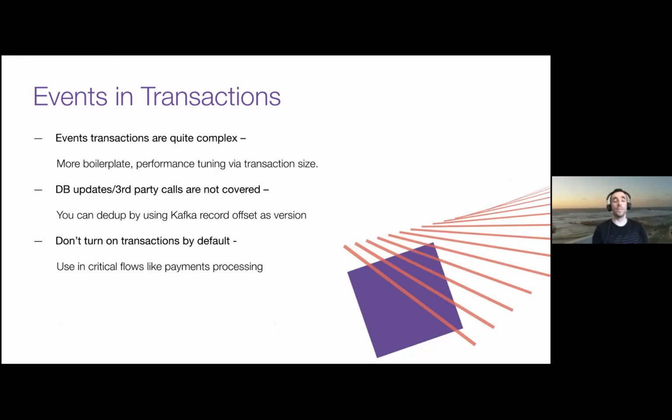And database updates or third-party calls are not covered. They are not part of what Kafka has control over in order to make sure they are idempotent. But you can deduplicate writes to database by using the Kafka record offset itself as a version to make sure that you don't update for the same version twice and decrement the inventory twice mistakenly.